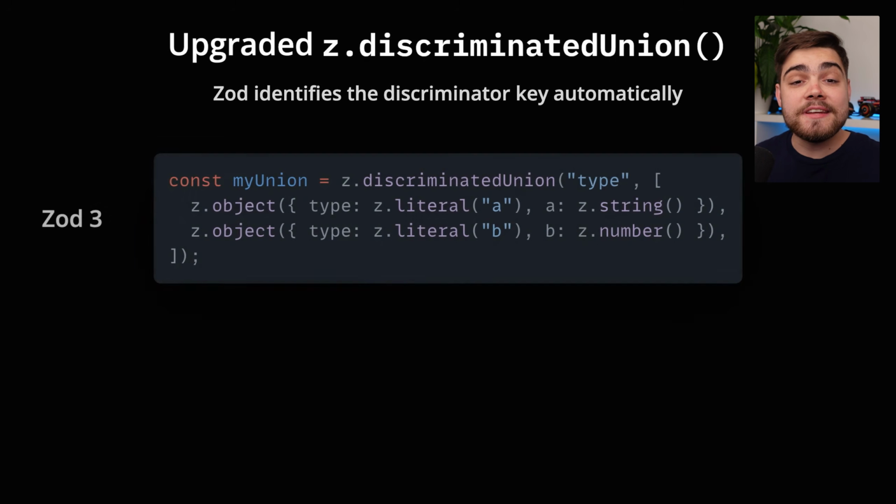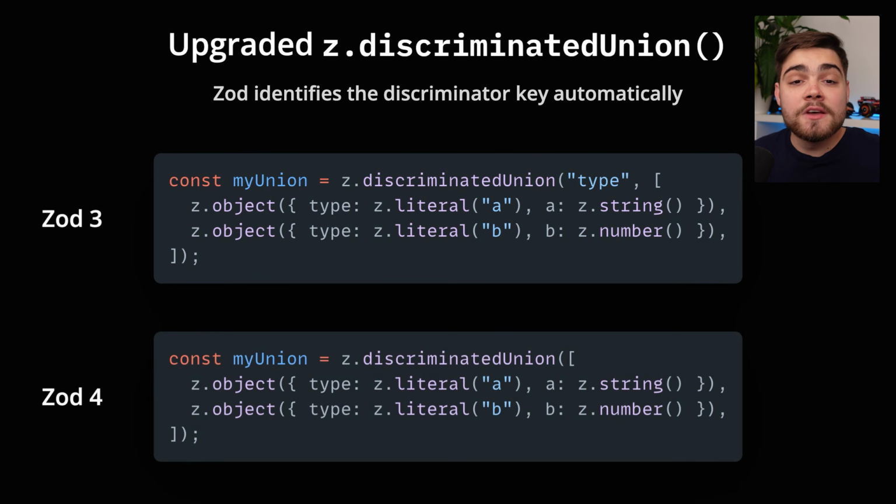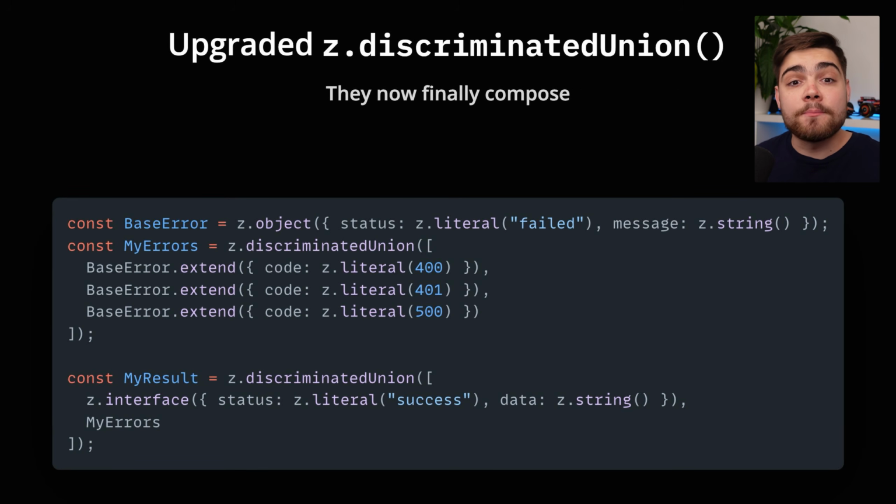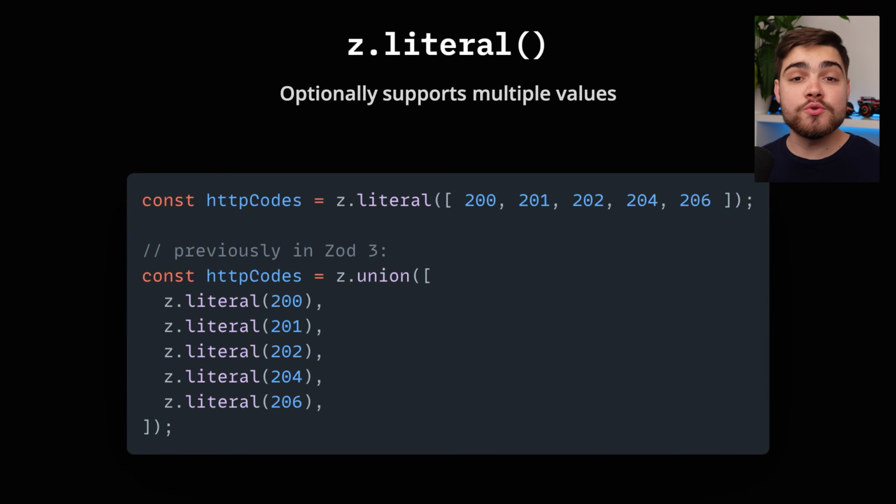A few other types got an upgrade. For discriminated unions, you no longer need to specify the discriminator itself. Zod can actually identify this automatically. Discriminated unions also finally compose as well, so you can use one discriminated union as a member of another. Z.literal got a small change, allowing you to use multiple values.